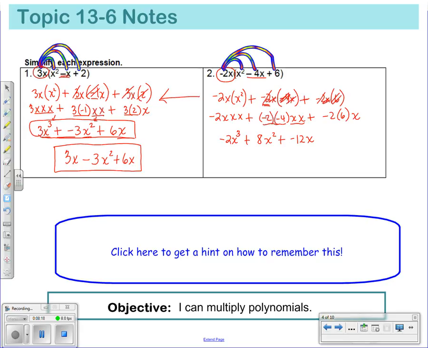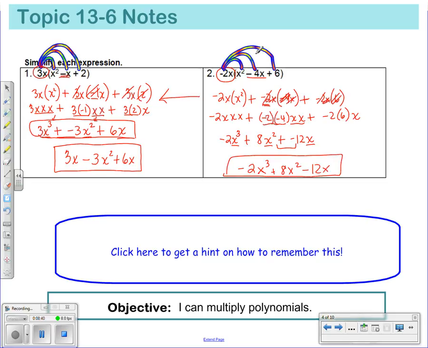Again, we've gotten to a place where there are no terms that we can combine because they all have different variables with exponents. So I'm going to rewrite it because I have this plus and negative. So we get -2x cubed plus 8x squared minus 12x. It's our final answer.